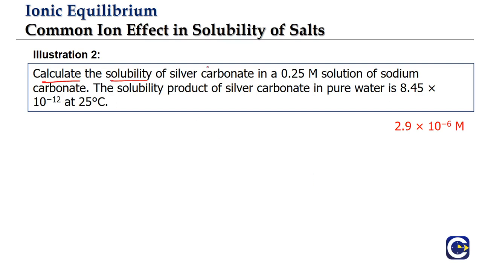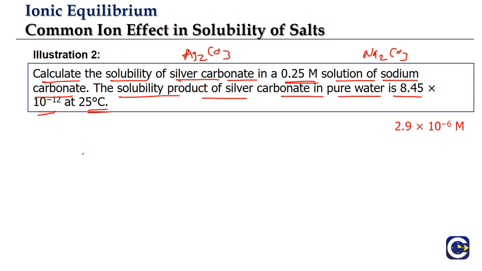Calculate the solubility of silver carbonate. What is silver carbonate? Ag2CO3. Calculate the solubility of silver carbonate in 0.25 molar solution of sodium carbonate. What is sodium carbonate? Na2CO3. The solubility product of silver carbonate in pure water is given as 8.45 into 10 power minus 12 at 25 degrees centigrade.